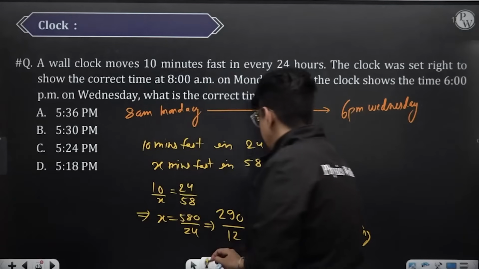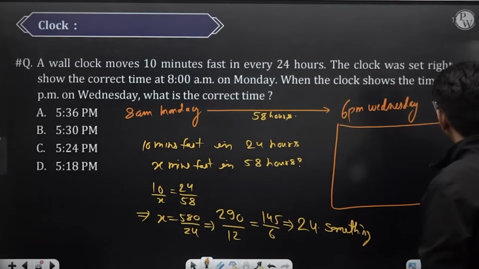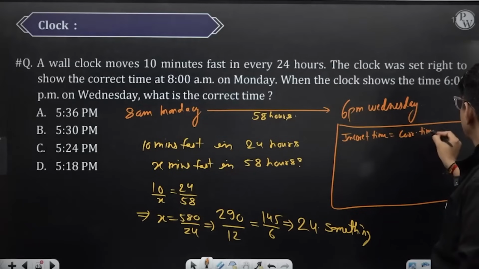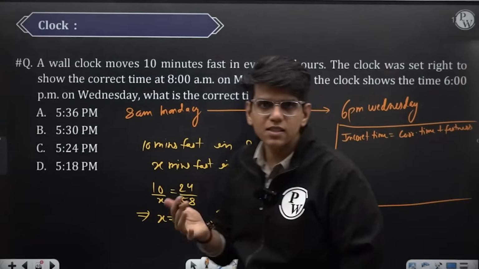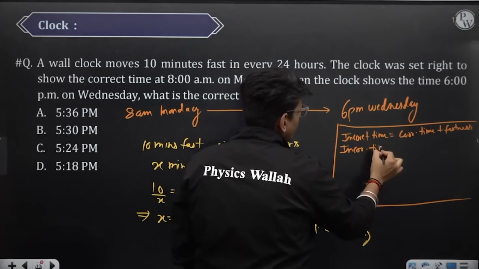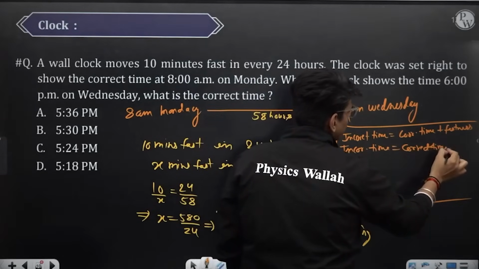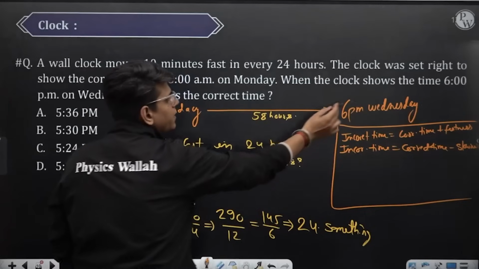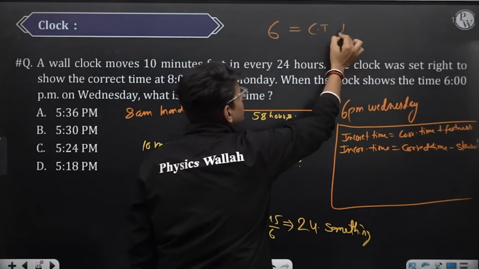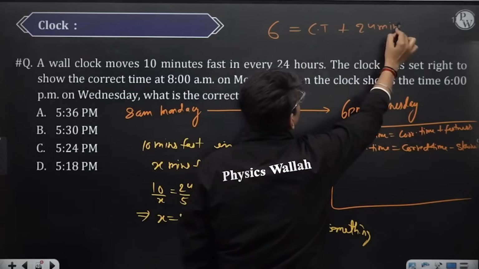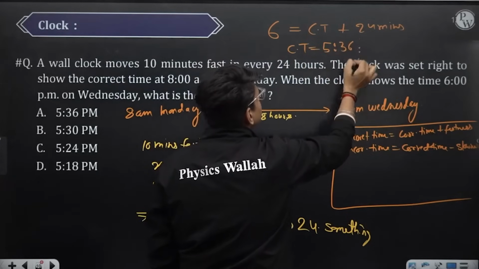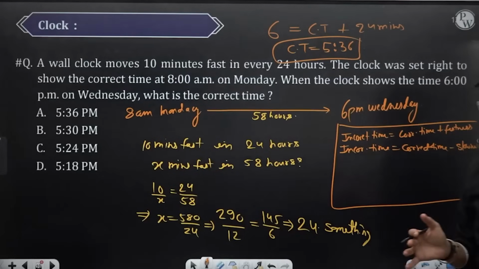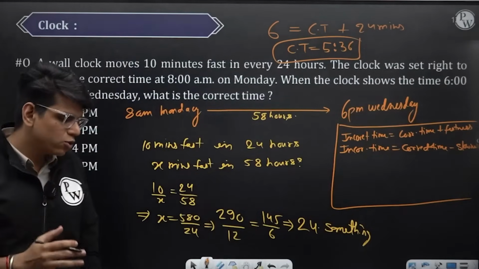Now remember this thing, incorrect time equals correct time plus fastness if the clock is fast, and incorrect time equals correct time minus slowness. So here the clock is fast. So what is happening is incorrect time, it is showing as 6 equals correct time plus the fastness. Fastness is 24 minutes. Okay. So from here correct time is nothing but 5:36. Whenever a clock is moving fast, that means the correct time plus the fastness will give you the incorrect time, and whenever the clock is moving slowly, the incorrect time equals correct time minus the slowness, right?